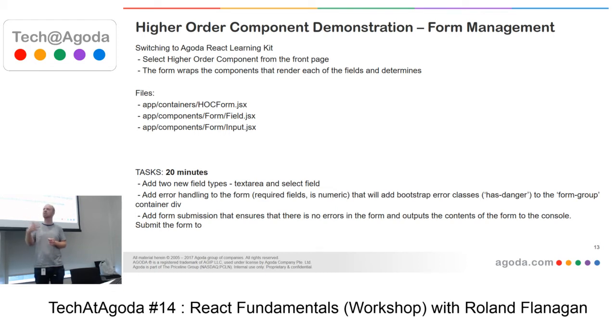So we need to make sure that this is going to come through. Select boxes, we need to track the list of options and track the actual value to make sure we get the selected property correct. We can also look at adding error handling to the form.